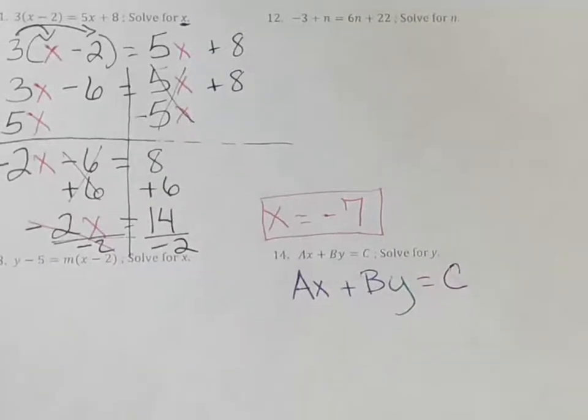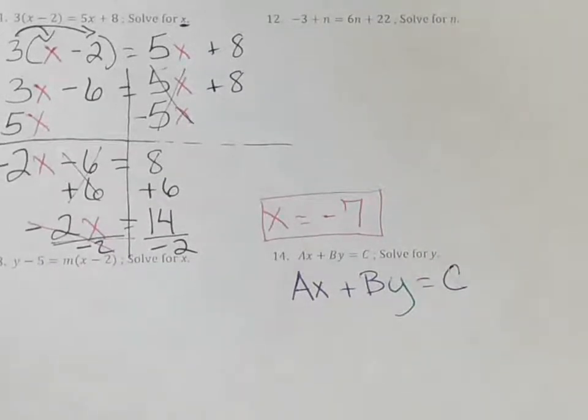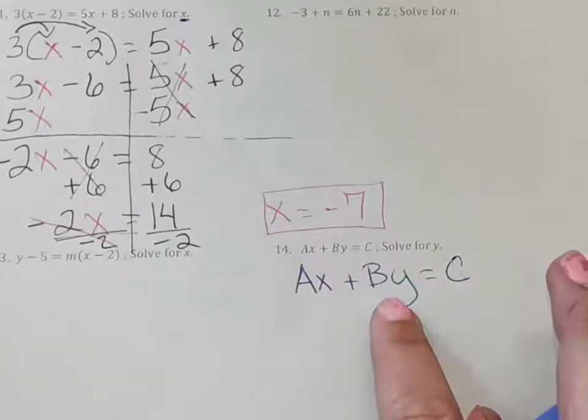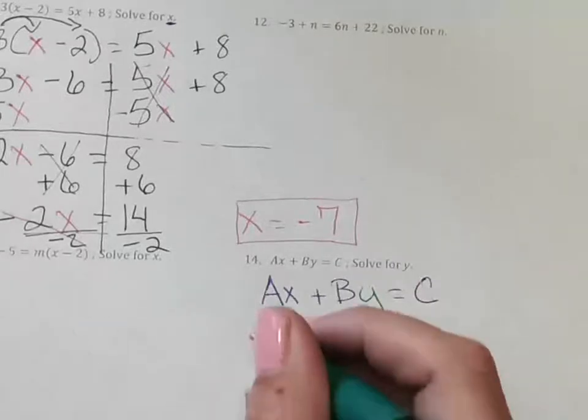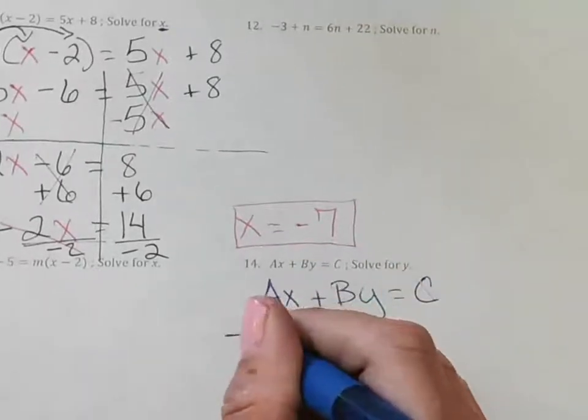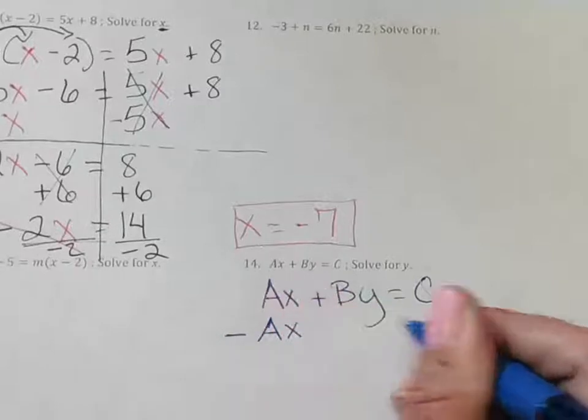Okay, this is hard. This is harder because there aren't any numbers in this, right? You're just dealing with variables. You're just dealing with letters. So I want to get y by itself. How do I get y by itself on this side? Well, this is b times y, so we're going to hold off on that. But I can get rid of this ax pretty easily. I'm going to subtract ax from both sides.